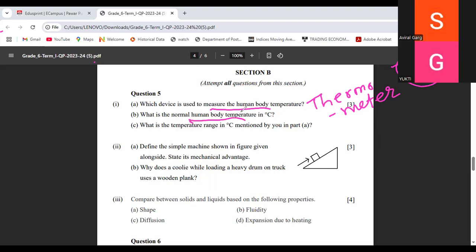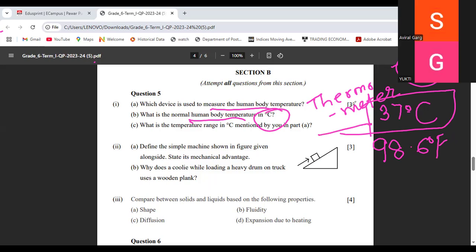What is the normal human body temperature in degrees Celsius or centigrade? It's 37 degrees Celsius. And in Fahrenheit, it is 98.6 degrees Fahrenheit. But they have asked us in degrees Celsius, so mention only this answer, okay?